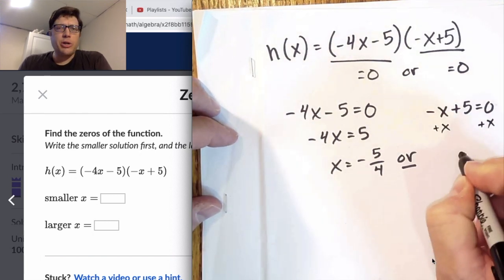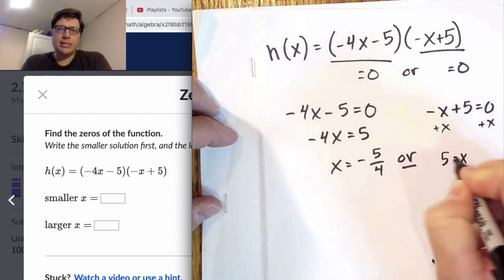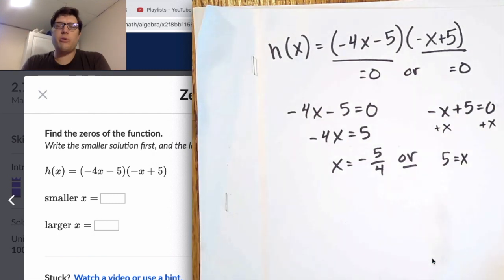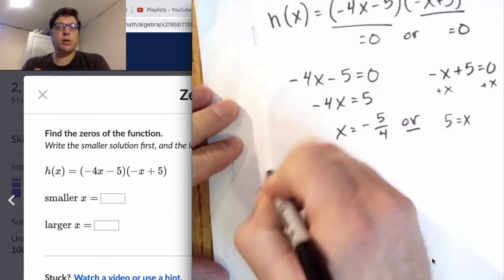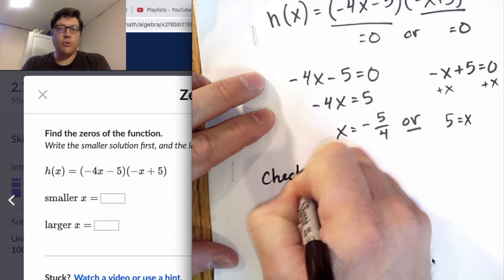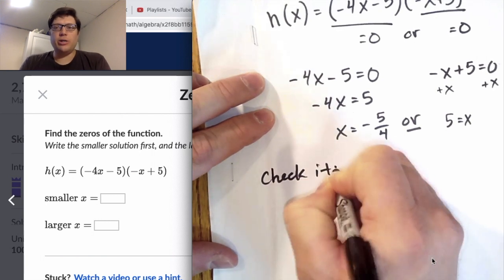The easiest thing for me to do is try to make the x positive, so I added x to both sides. It is on the other side of the equation, but that's no matter. There is a smallest answer. In this case, the smallest answer is negative 5/4, and the larger x value is 5.